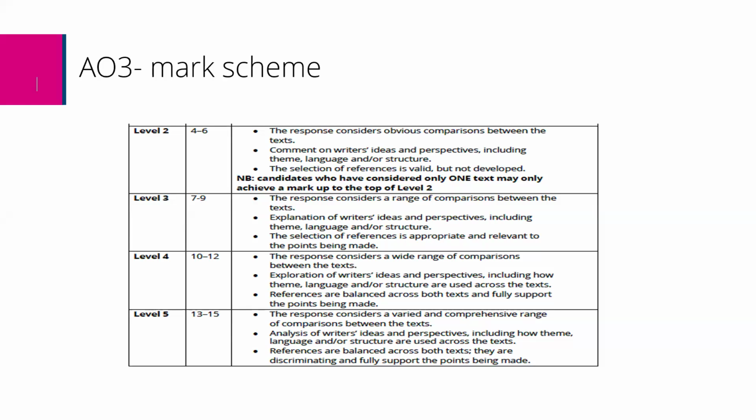And the third bullet point in each of the levels is always about the selection of references. So in level 2, they're valid. In level 3, they're appropriate and relevant. In level 4, they're balanced across the text and they fully support the points. And in level 5, they're balanced, they're discriminating, they're fully supporting. And we can see there that there's a bar at the top of level 2. They can't move above that if they're not comparing in their response to this question.